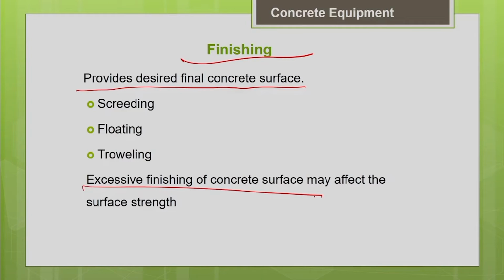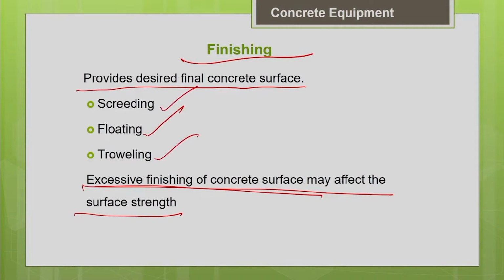Whatever minimum finishing is needed to get your desired texture, only that much should be done, because it will harm the concrete. That is what is written here. Excessive finishing of concrete surface may affect the surface strength, particularly for floor slabs where the surface strength and the wear resistance are very important. We should not manipulate the surface by adding water. This finishing is usually done in stages: screeding, floating and troweling.